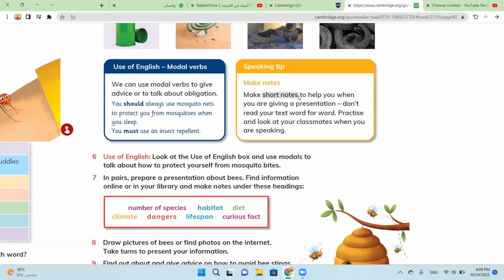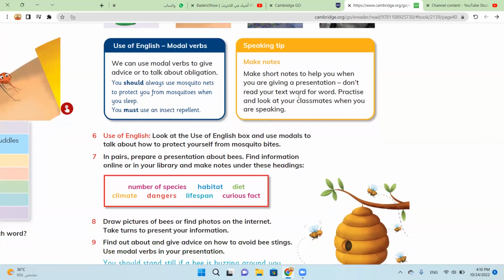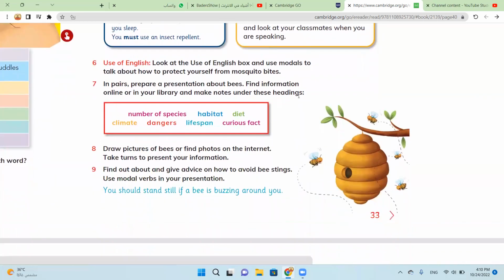For example, if you want to talk about your trip to a city, write maybe restaurant, write the road, mountain, few words that give you a way to talk about the subject without reading from the paper. So that's the tip we have in this page.